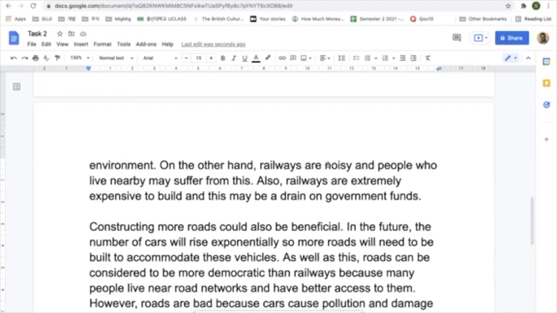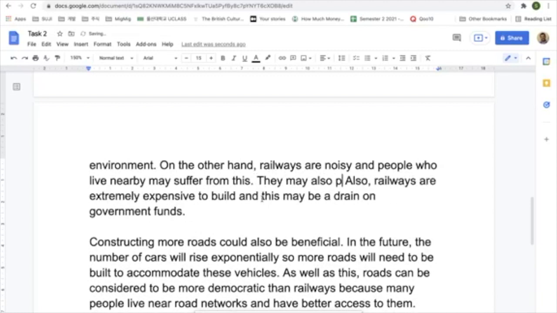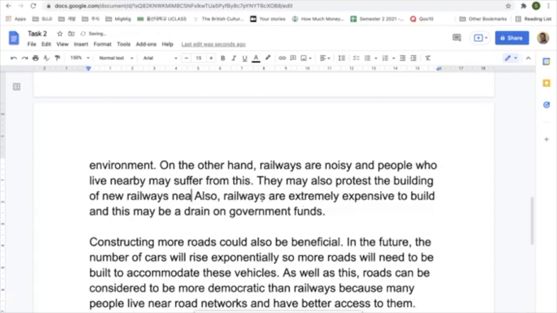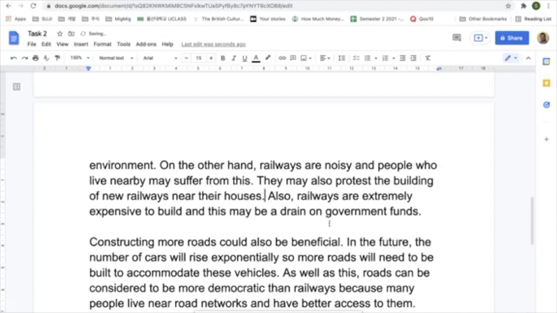On the other hand, railways are noisy and people who live nearby may suffer from this. Let's say that they may also protest the building of new railways near their houses. Also, railways are extremely expensive to build, and this may be a drain on government funds.